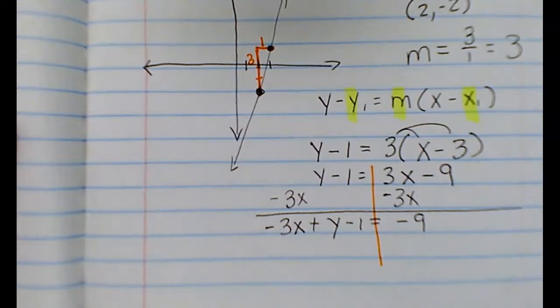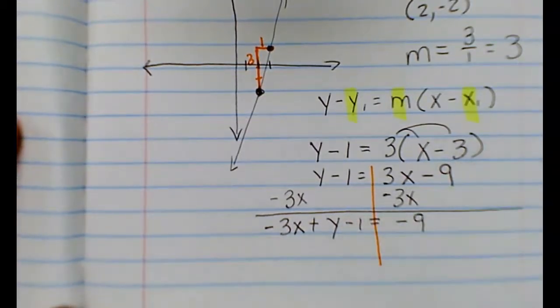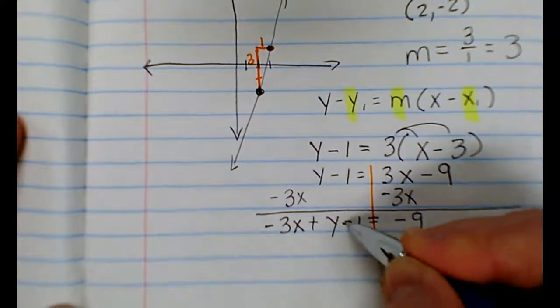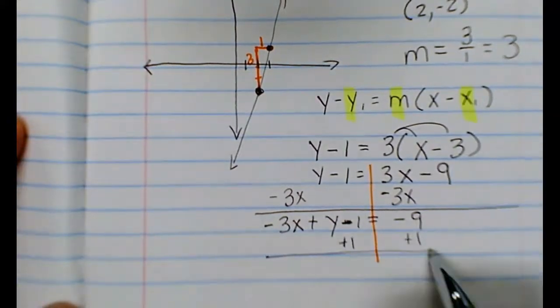I need the constant terms on the right-hand side of the equation. I need the 1 on the other side. The opposite of minus 1 is add 1 to both sides.